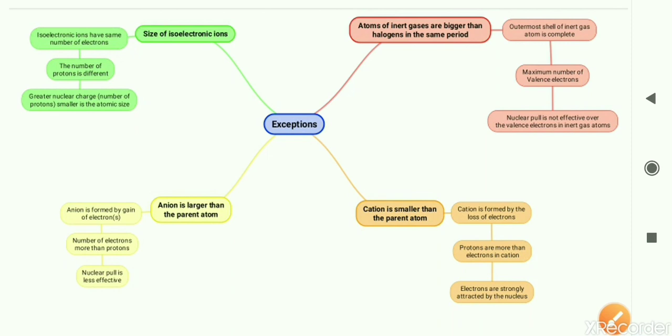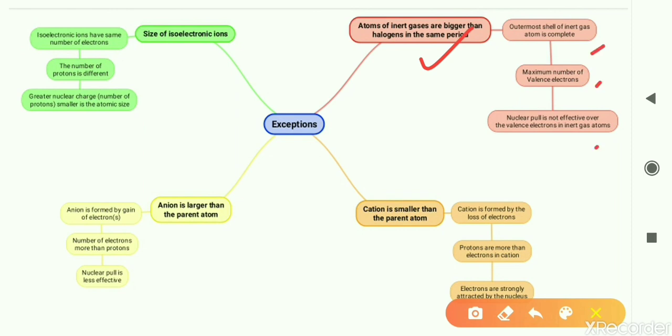Having discussed the atomic radius, we'll now see some of the exceptions that are seen with regard to atomic radius. The first one, atoms of inert gases are bigger than the halogens. Just now we have seen with the help of the example how neon has an atomic size bigger than that of fluorine. So the reasons are here.